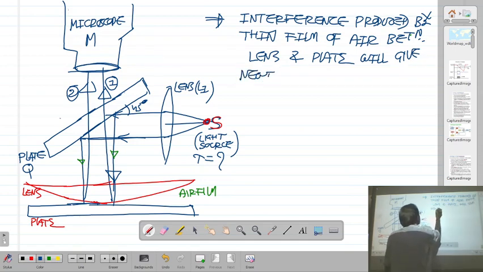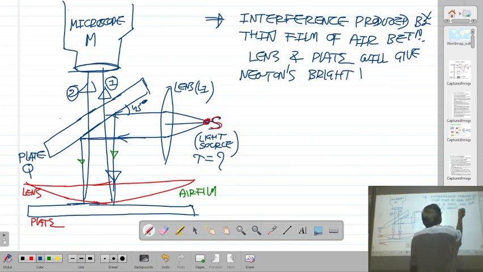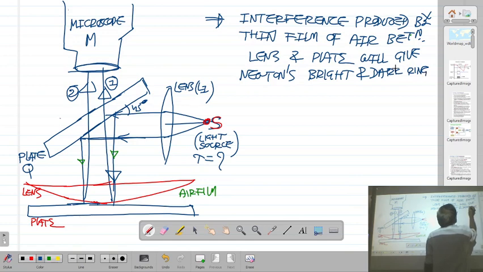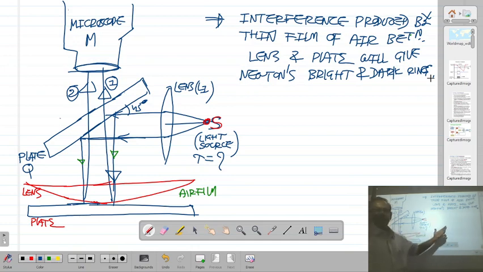Newton's bright and dark rings. We can say that the points where constructive interference occurs will give a bright ring. We already discussed that the points at which the path difference, r_n squared upon R plus lambda by 2, is n lambda, there we get a bright ring, and the points at which the path difference r_n squared upon R plus lambda by 2 is (2n plus 1) lambda by 2, there we get a dark ring.